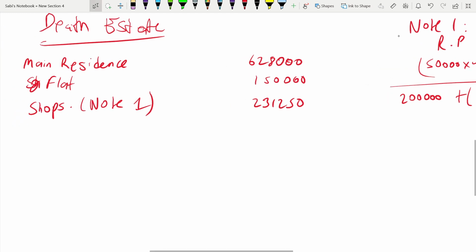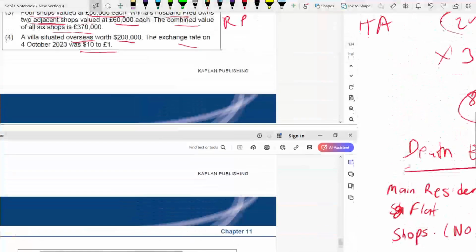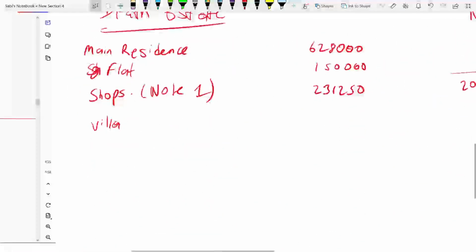Villa. For villa, come to villa. This is done. This is overseas property. It's in dollar. Exchange rate has been given. So you divide by 10. It's $200,000 and $10. If you want to convert it into pounds, you have to convert it into pounds. So 200,000 divided by 10. You don't have to do a separate working for it. You can just show it here like this inside the bracket. 200,000 divided by 10. 20,000.